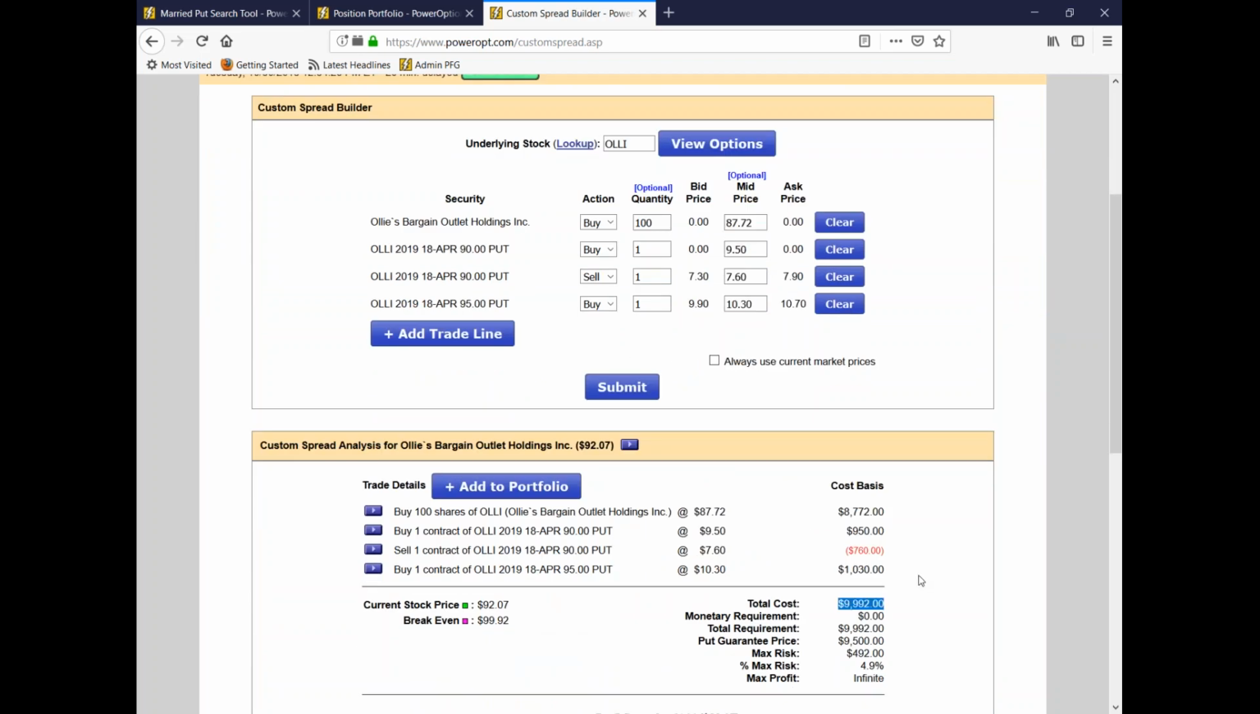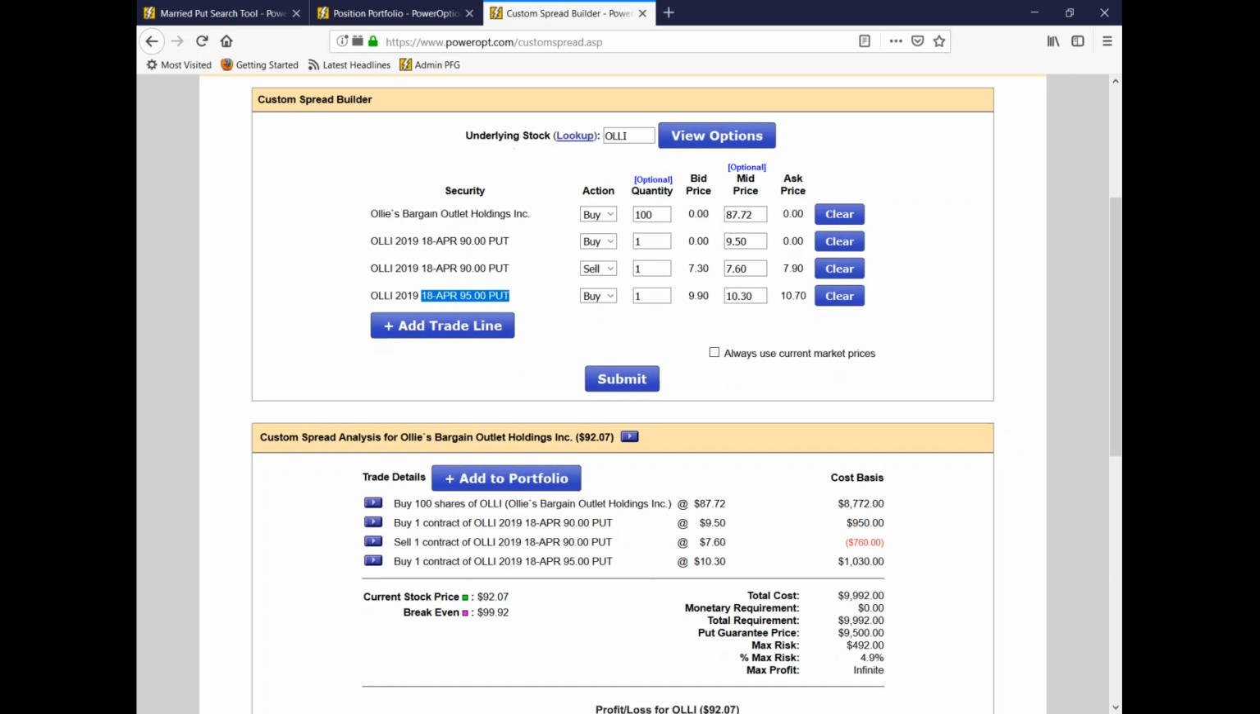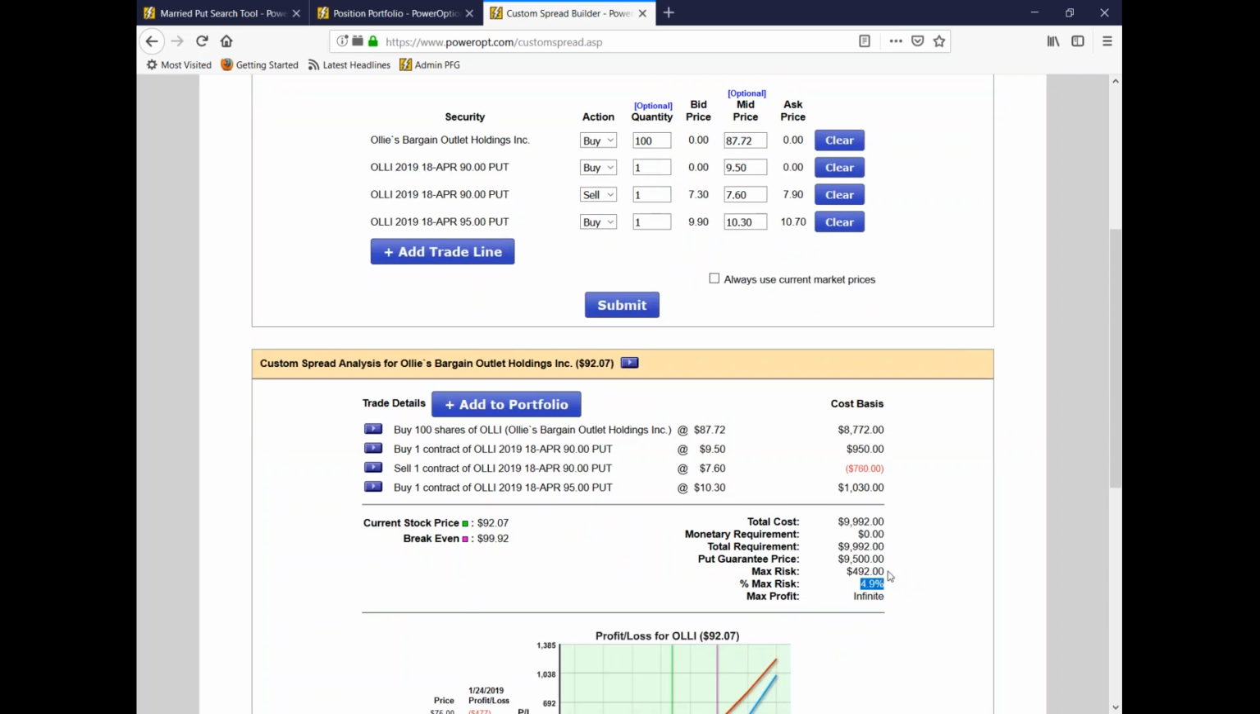Why would I do that? Because in this case, I'm paying 270, 760 to 1030, to gain 5 points on the position. I have a lower risk now of only 4.9%. I'm down to 492. And remember, this is with the 90 put, where we started with a risk of 722. But I paid a debit to get into this position to increase the guaranteed payout by much higher. So I reduced the risk by that difference. That's income method number 4.